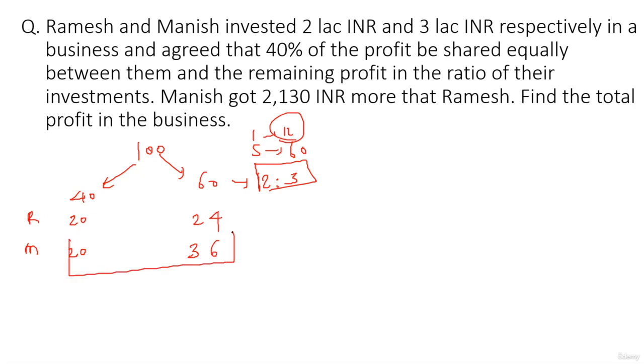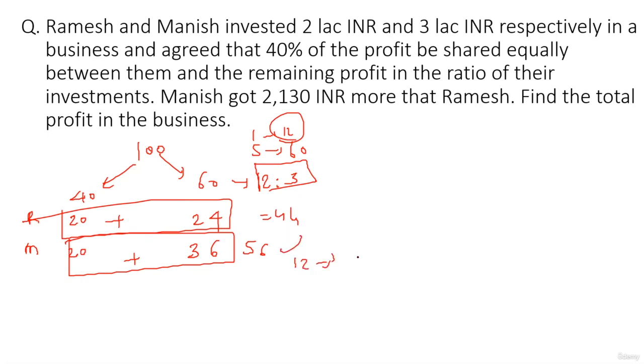Manish has received a total of 20 plus 36, 56 rupees. Ramesh has received a total of 20 plus 24, 44 rupees. So the difference here is 12 that corresponds to 2130 in the question. So what is the total profit in the business? 100. That you have to calculate. You can cross multiply and you will get your answer.